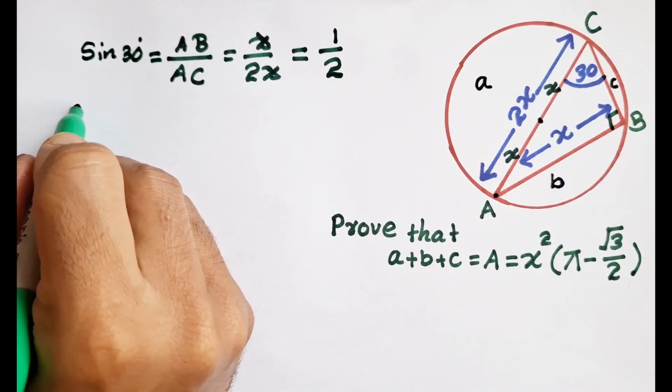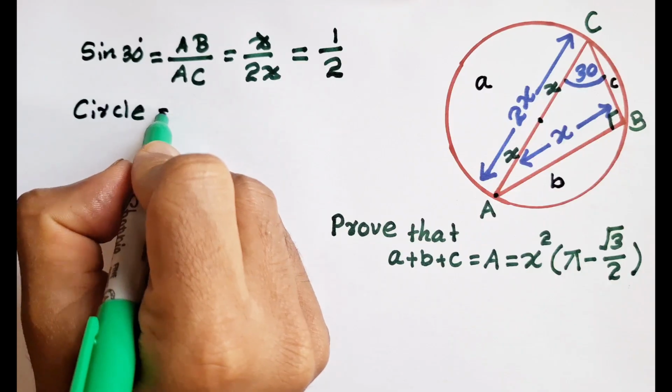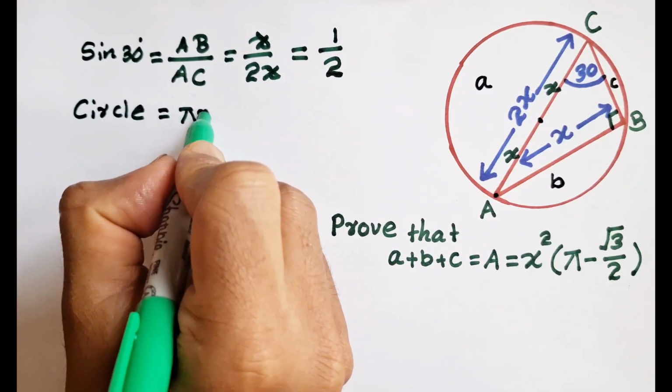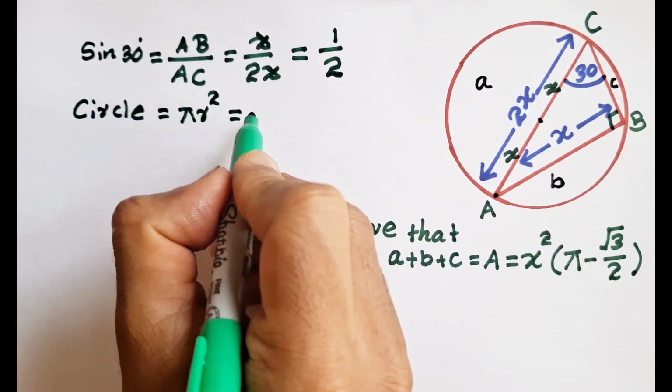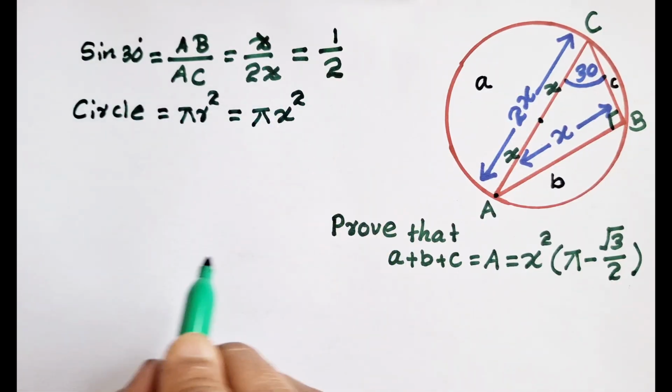Now I can find the area of the circle. Area of the circle is equal to pi r squared. Radius is equal to x, so it is equal to pi x squared.